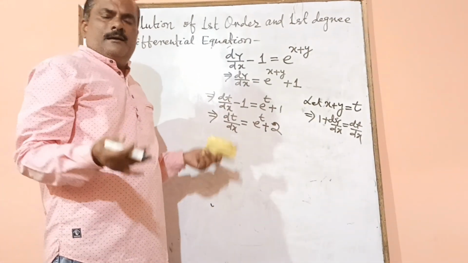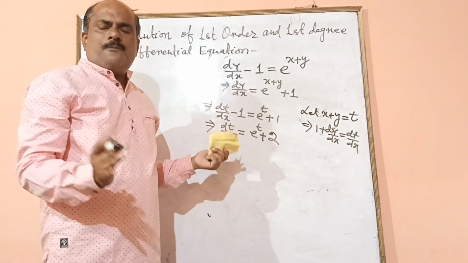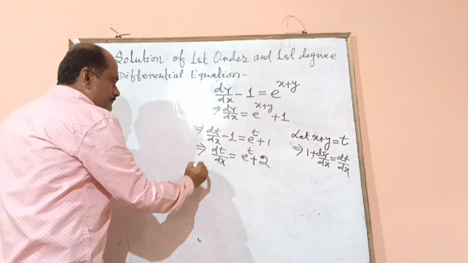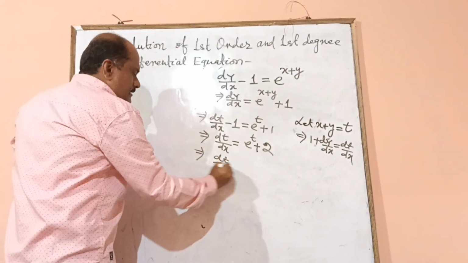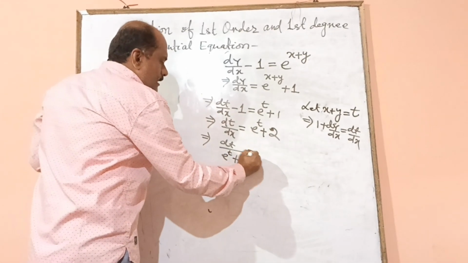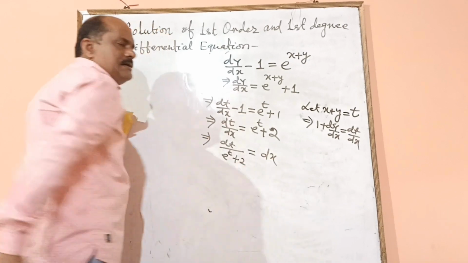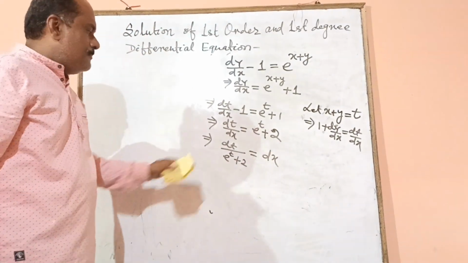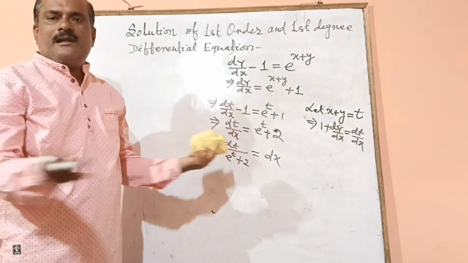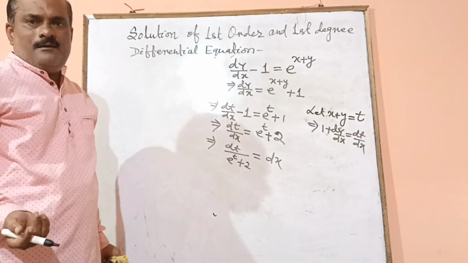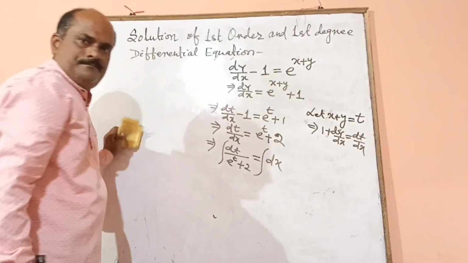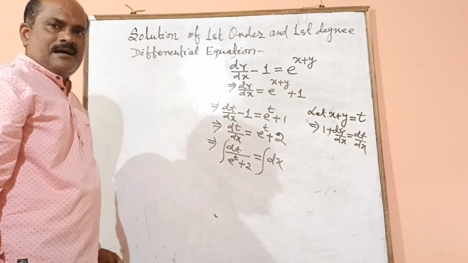Now we make separate function of t and function of x for integration. Implies dt by (e to the power t plus 2) is equal to dx. Function of t dt and function of x. There is no function of x, only dx. They are separated. Variable is separated. Now integrate both the sides.